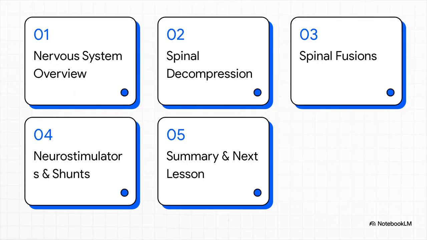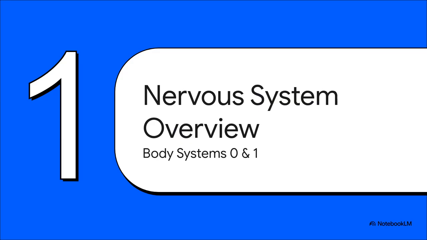All right, here's our roadmap for today's explainer. We'll start with a nervous system overview, move into spinal decompression, tackle spinal fusions, look at neurostimulators and shunts, and then wrap it all up with a summary and a peek at our next lesson. Okay, let's kick things off with Section 1, Nervous System Overview, focusing on body systems 0 and 1.